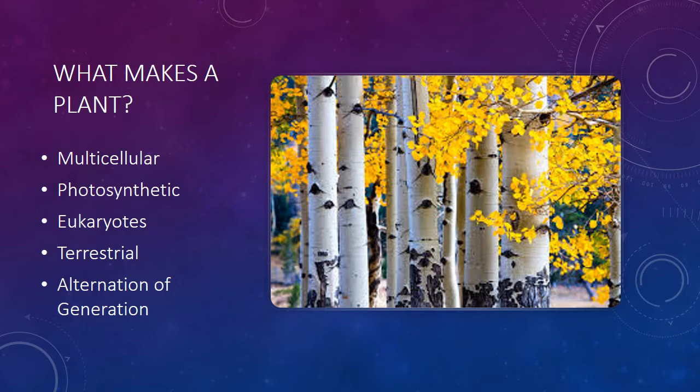They are multicellular, they photosynthesize, obviously we just said they were eukaryotic, they are terrestrial, there are a couple of aquatic plants though, I will throw that caveat in there, and then they display what's called alternation of generation, and I'll explain in detail what that means.